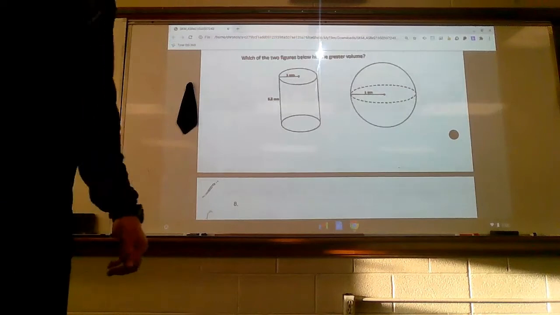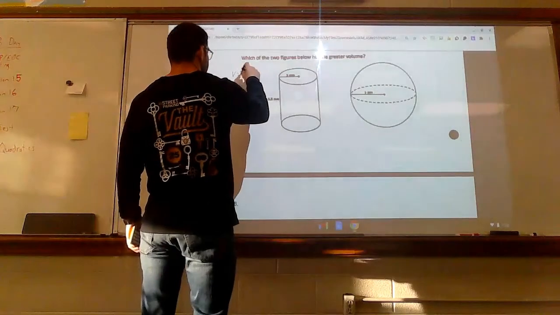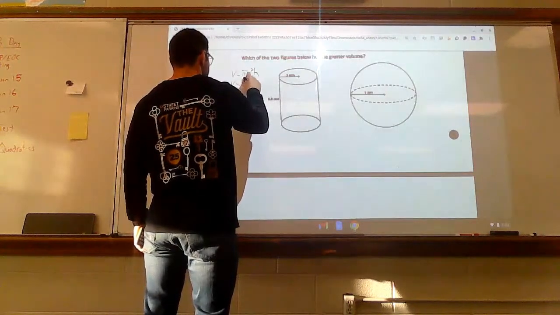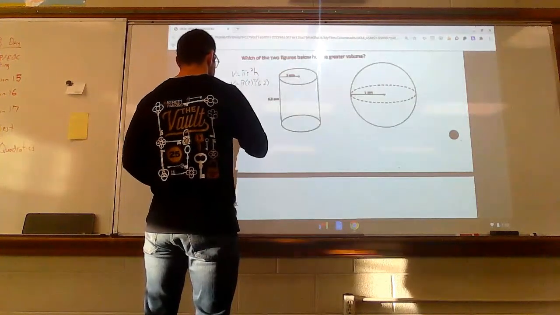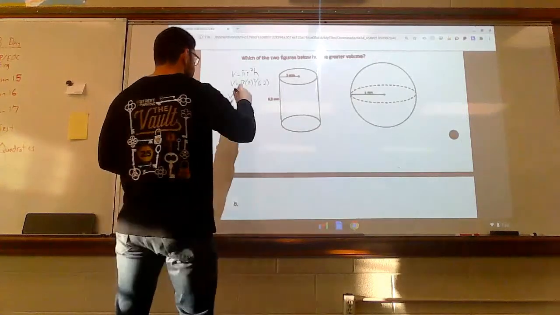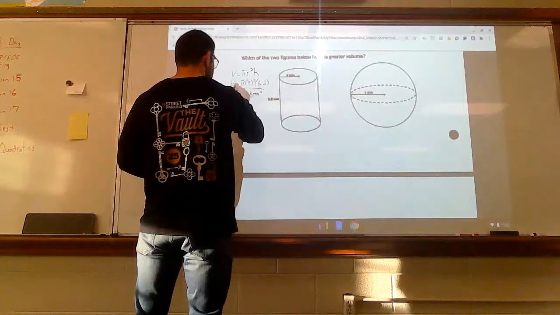Okay, which of these two figures has a greater volume? In order to do this, you need to find the volume of both. V equals pi r squared h. V equals pi times 3 squared times 6 and 2/10. V equals 9 times 6 and 2/10 gives me 55 8/10 millimeters cubed.